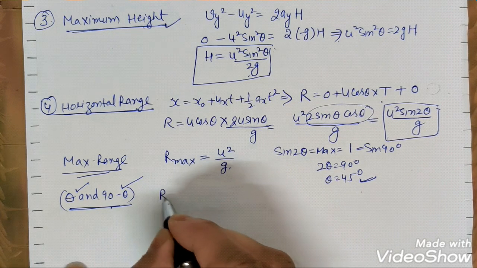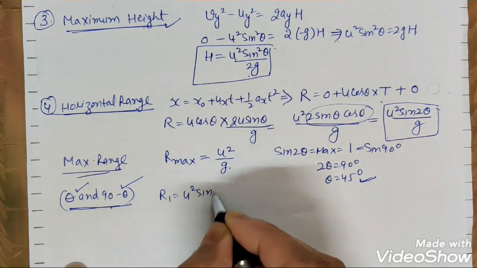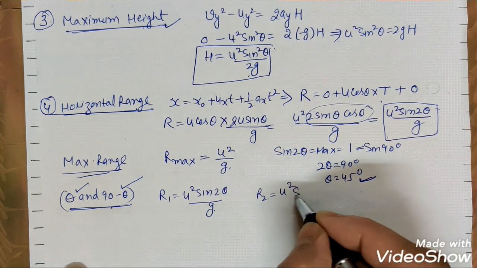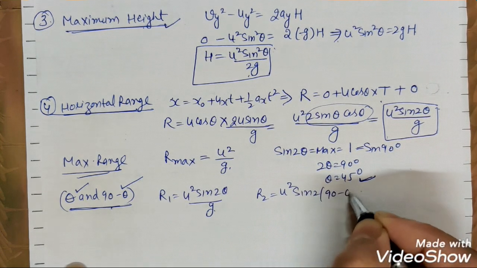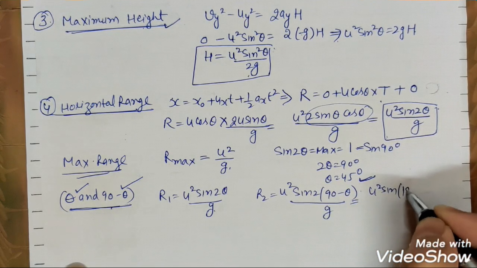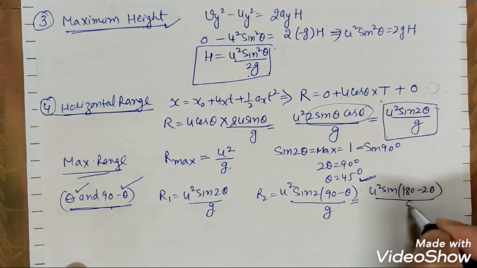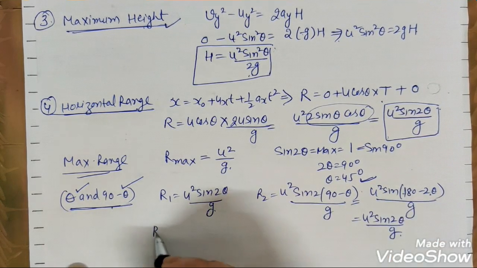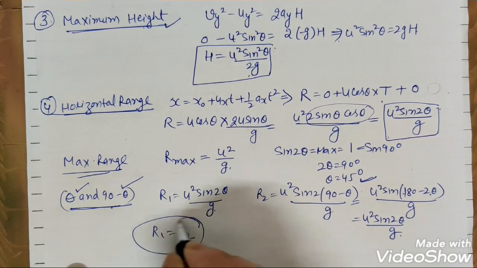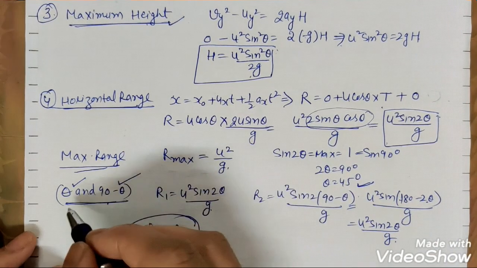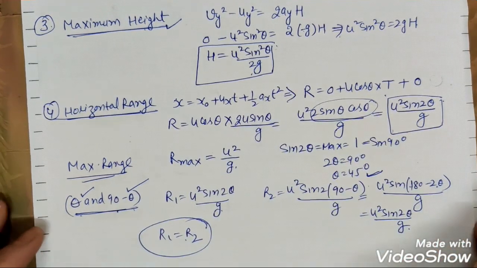If we say this is R1 equals u square sin 2 theta by g, and this is R2 equals u square sin 2 times 90 minus theta by g, we have u square sin 180 minus 2 theta by g. Sin 180 minus 2 theta is sin 2 theta, so u square sin 2 theta by g. So this R1 is equal to R2. So keep in mind the horizontal range is the same for theta and 90 minus theta.